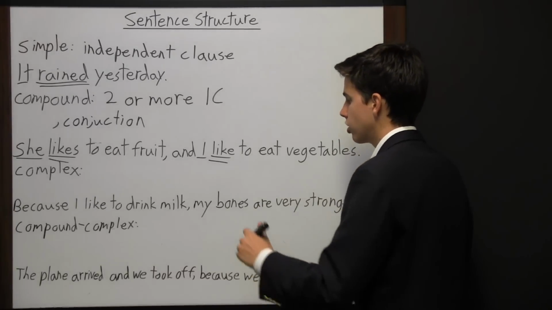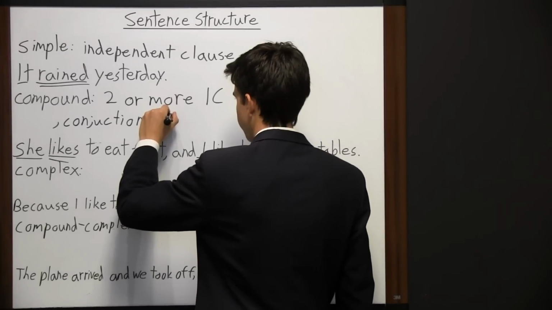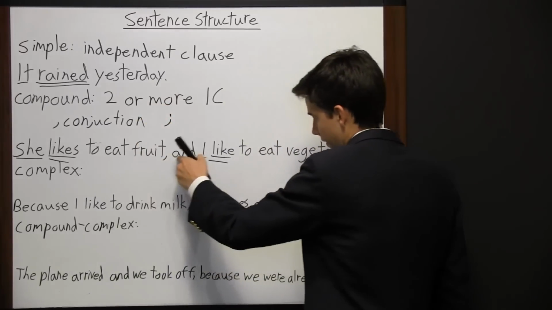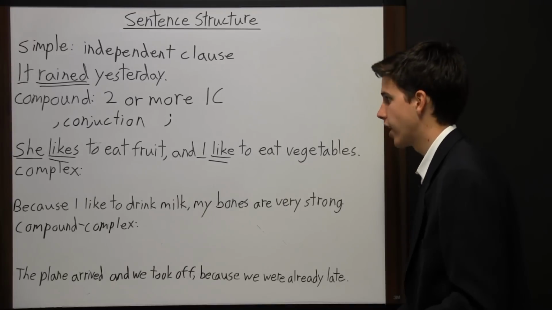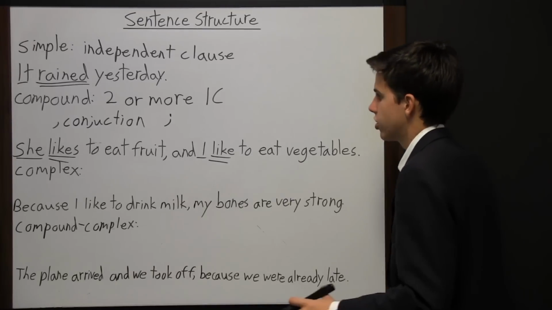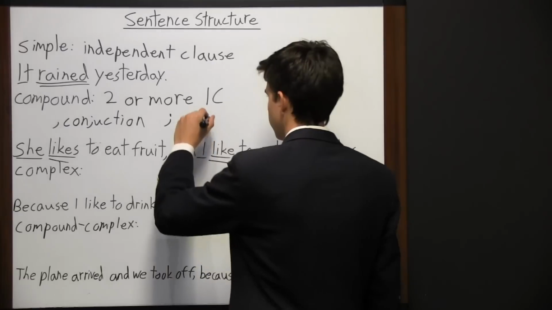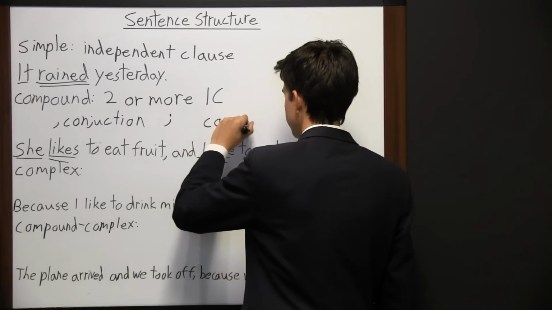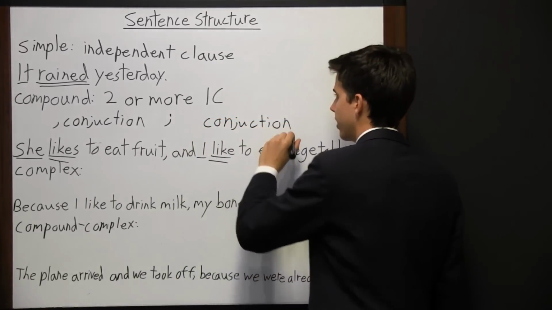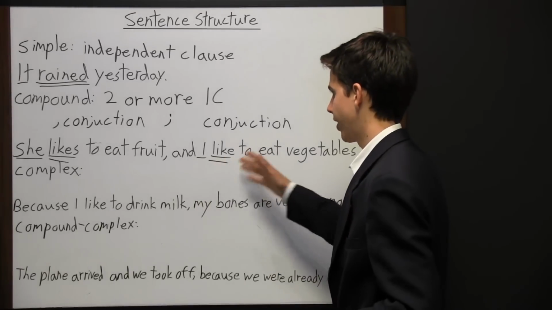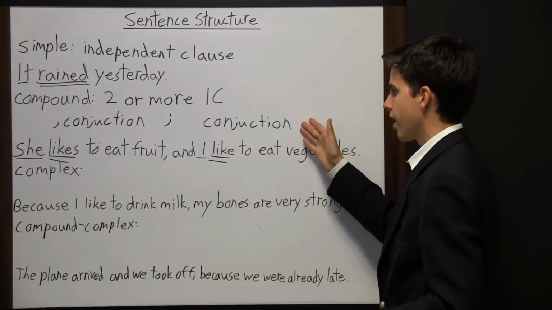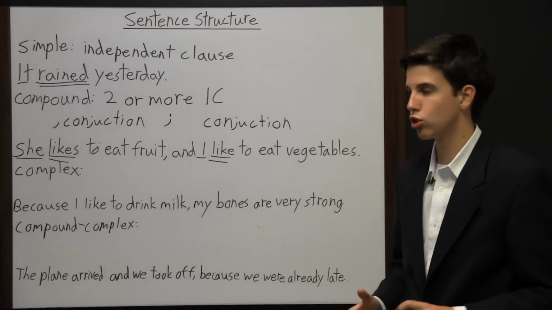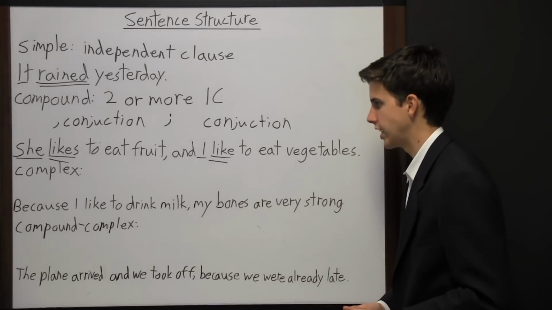We can also join two independent clauses by just a semicolon. Right here we could take out the comma and just put a semicolon. It's less common, but it's still grammatically correct. Another way is just to put a conjunction with no comma. That wouldn't really be grammatically correct in this sentence, but I'm going to show you a sentence in a little bit where this would be appropriate. You only need to do that when you have two short independent clauses being joined together.